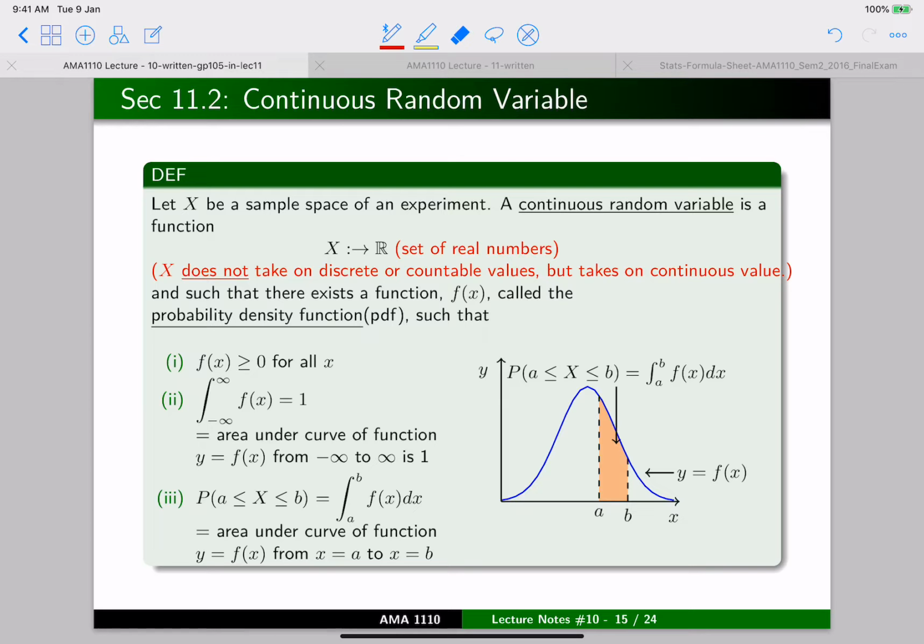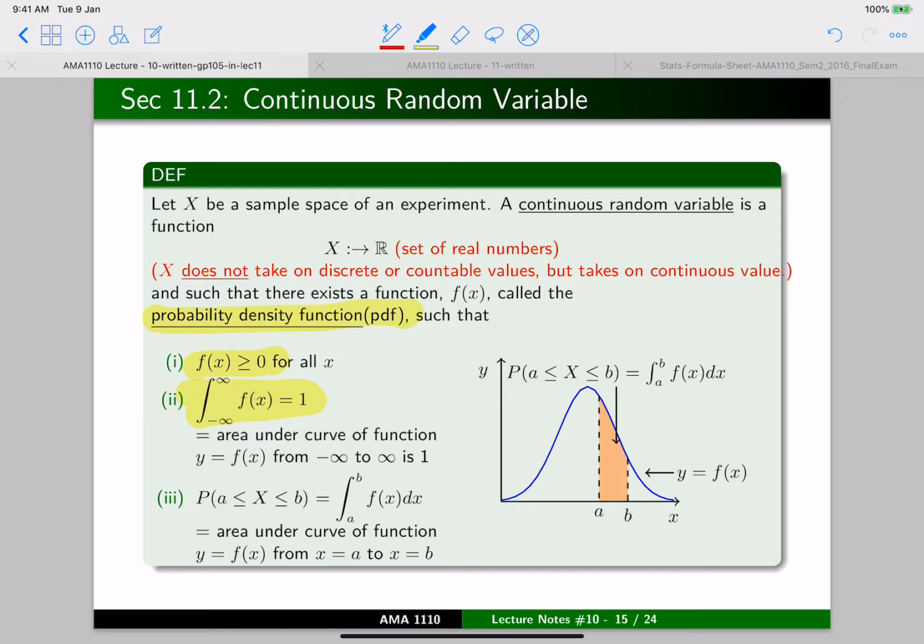So let S be the sample space of an experiment. A continuous random variable is a function that maps all possible outcomes of the experiment to the real numbers, and associated to each continuous random variable is a probability function, or more precisely a probability density function, such that f of x is always greater than or equal to 0. The area underneath the whole curve is always equal to 1.